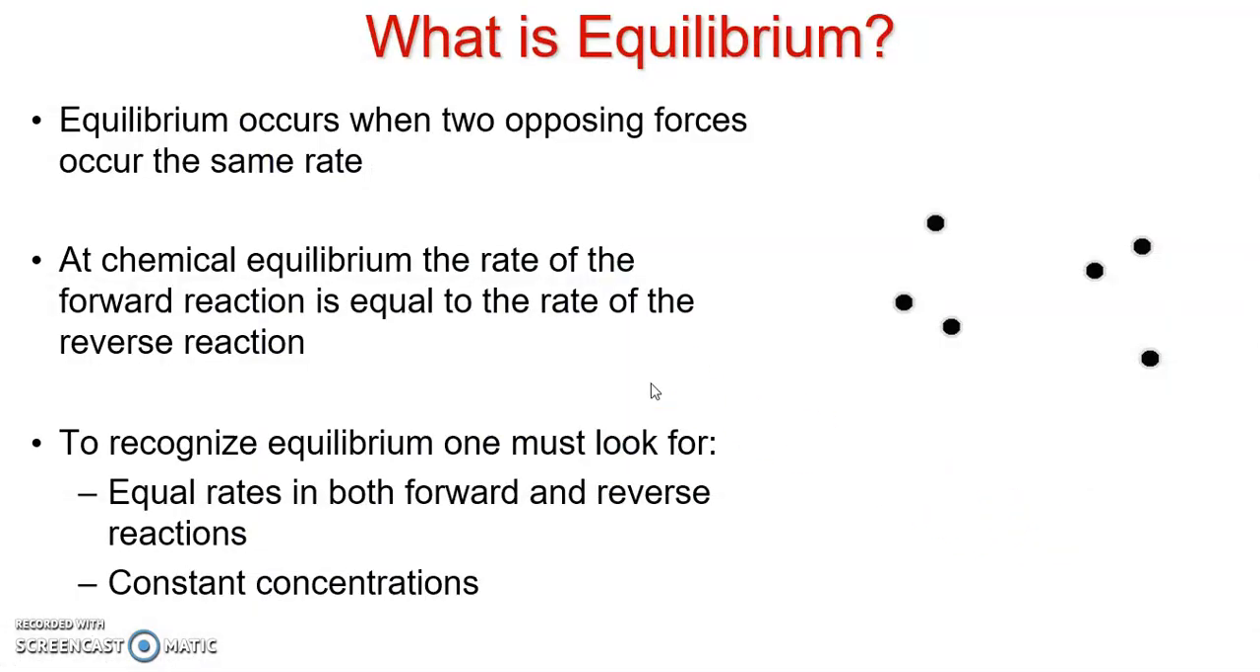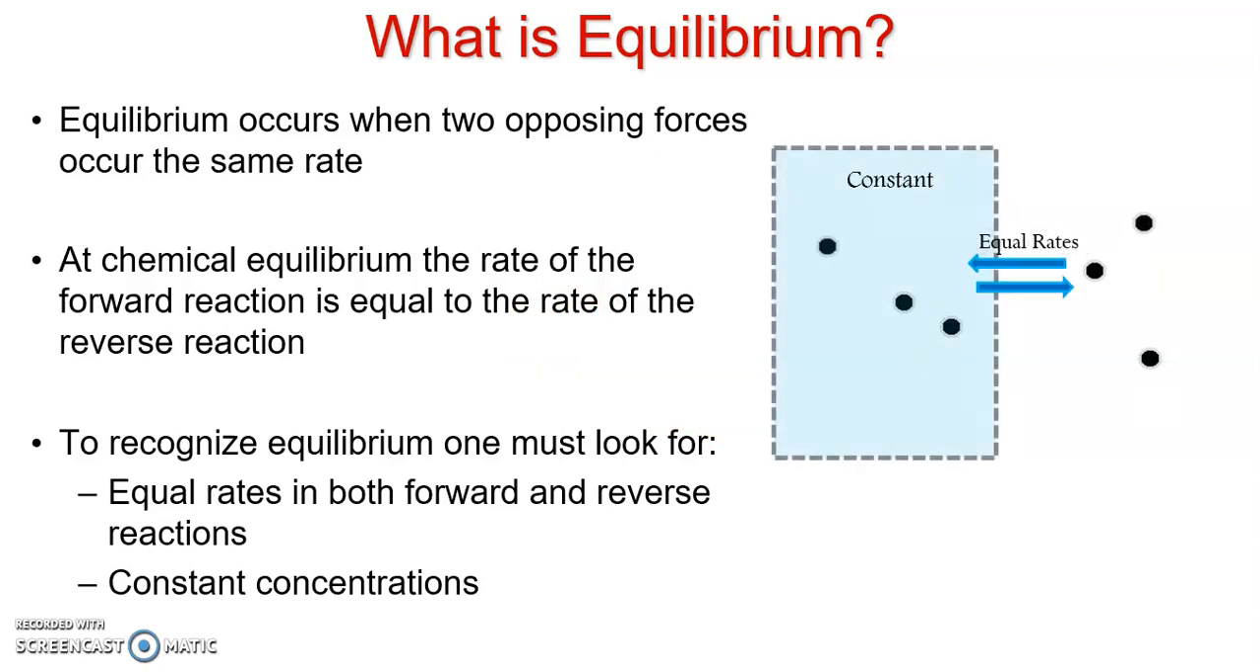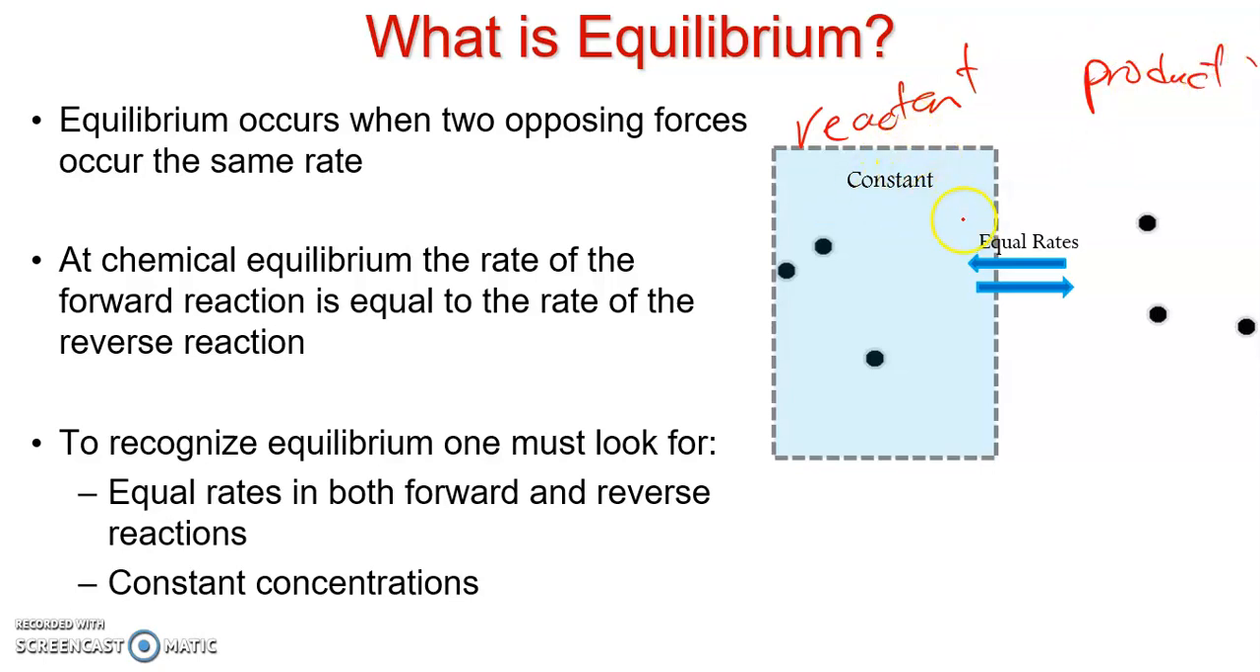So before we move to the next topic, let's recall what equilibrium is. When we talk about equilibrium, equilibrium occurs when two opposing forces occur at the same rate, and at equilibrium, the rate of the forward reaction is equal to the rate of the reverse reaction. We can see from here, let's say this one is a reactant and this one is a product, where the rate of the species change is the same. Thus it makes the concentration here the same.